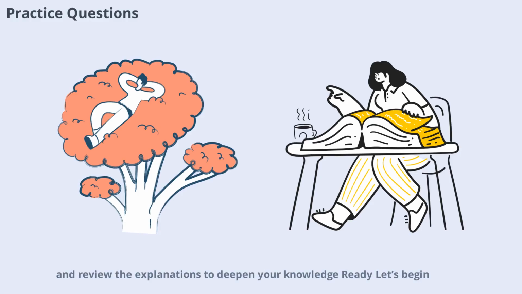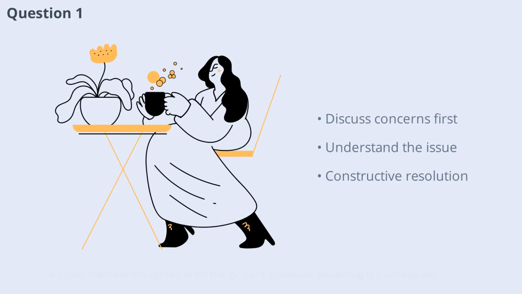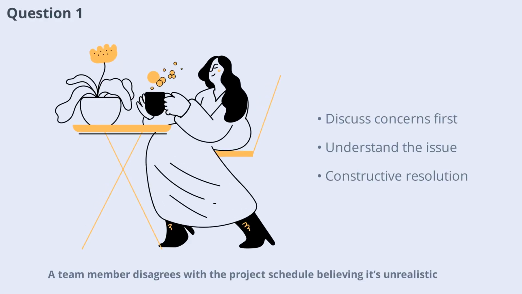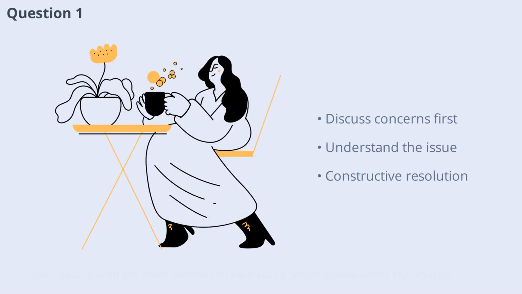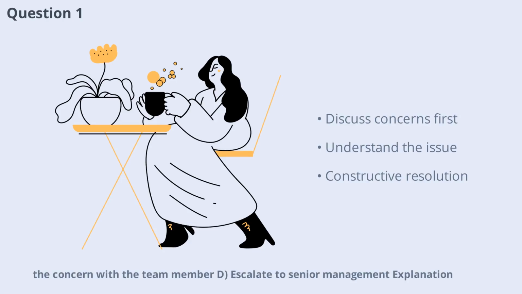Ready? Let's begin. A team member disagrees with the project schedule, believing it's unrealistic. What should the project manager do first? A. Insist the schedule is final. B. Ignore the concern. C. Discuss the concern with the team member. D. Escalate to senior management. Explanation. The correct answer is C. Discussing the concern allows the project manager to understand the issue and address it constructively, which is the first step in conflict resolution.